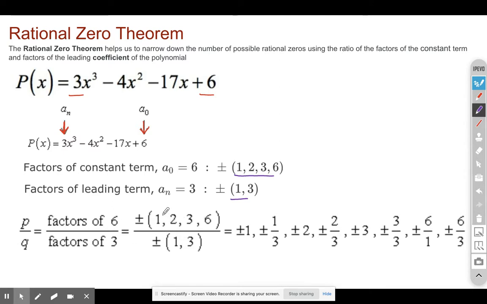So this is the tricky part. We're going to take the 1, and we're going to divide it by 1. So plus or minus 1 divided by 1 is 1. Then we're going to divide by the 3. So we take the first one divided by 1 and the first one divided by 3. We get plus or minus 1 for the first one, and then when we divide by 3, we get plus or minus 1/3.